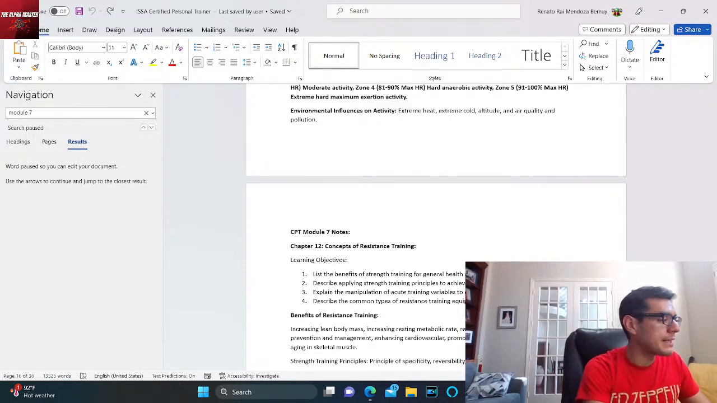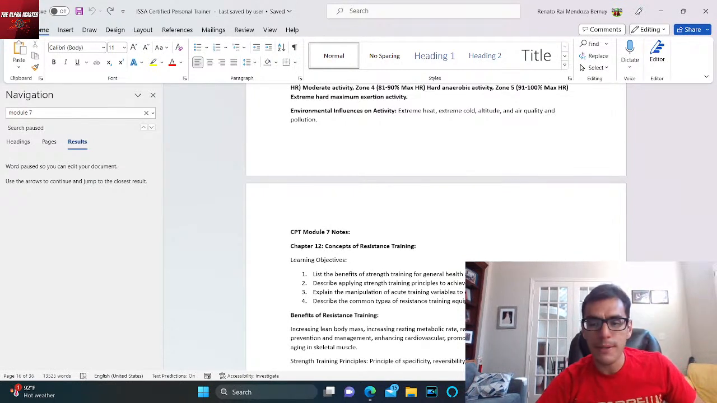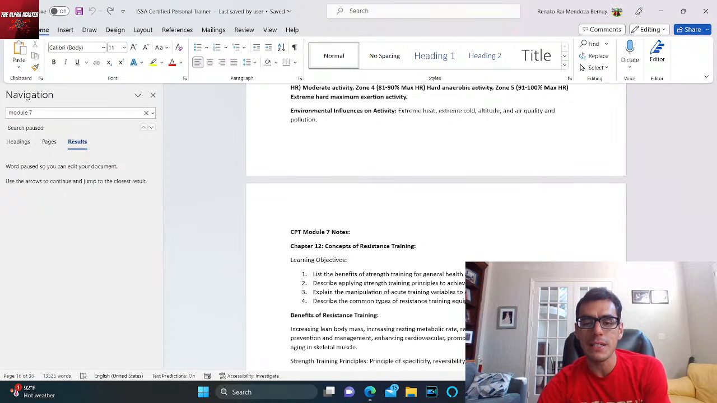The benefits of resistance training are that it increases the lean body mass, increases the resting metabolic rate, reduces fat mass, helps with type 2 diabetes prevention and management, enhances cardiovascular health, promotes bone development, and reverses aging in skeletal muscle. It's going to be 7 benefits in total.